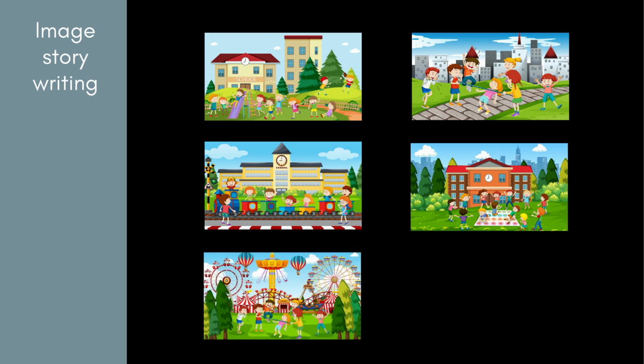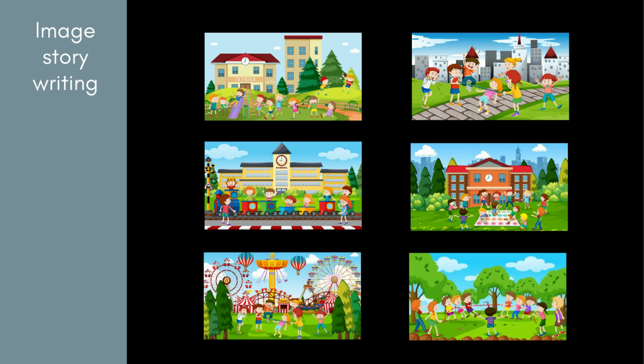Image story writing. Either give the children various pictures, or they can choose pictures. The children put the pictures in order and write a story or series of sentences to connect to the pictures. This game can be played either individually or in groups.